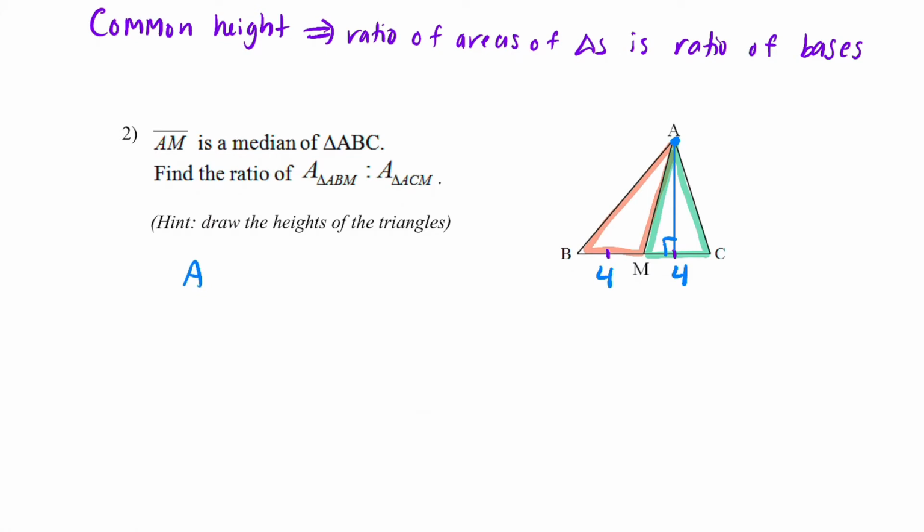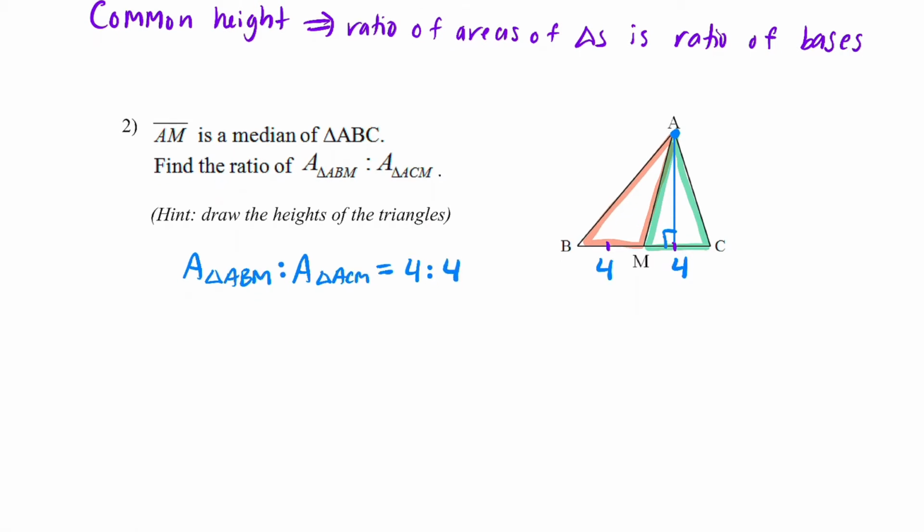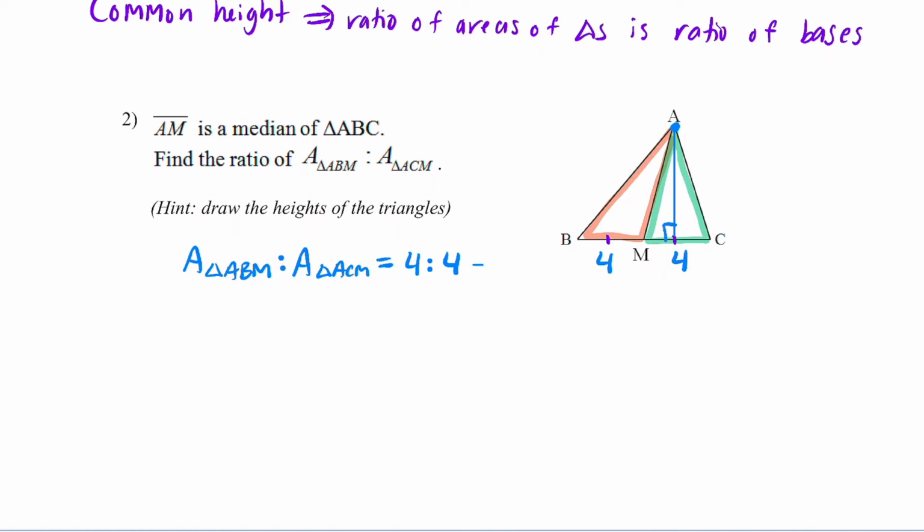So that means that the ratio of the area of triangle ABM, which we can do in these colons, or we can do it in a fraction, whatever we're more comfortable with, to the area of triangle ACM is equal to the ratio of those bases, which would be 4 to 4. But you want to reduce those numbers if you can. Well, those reduce down to 1 to 1, which means those triangles have an exactly equal area. Because the bases are equal and the heights are equal, they actually are going to have the same area.